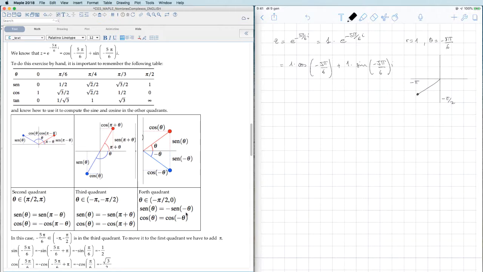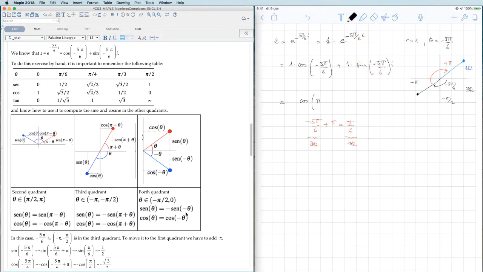So our number is in here. So this is going to be minus 5 pi over 6. So we are on the third quadrant. And remember that we only know the values of the sine and cosine of the first quadrant. So how do we move from the third to the first? We add pi. So what we are going to do is, instead of cosine of minus 5 pi over 6, we add pi, so we get pi over 6. This is from the third to the first.